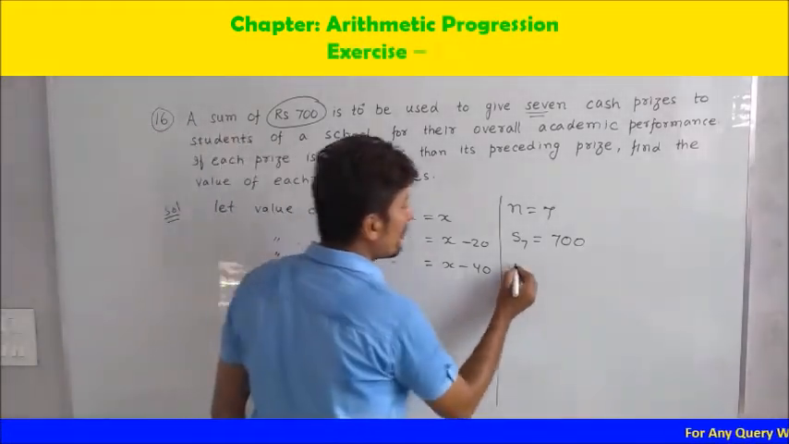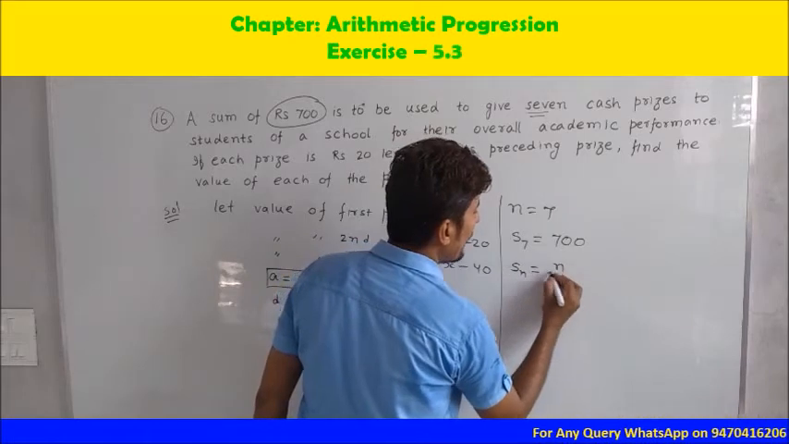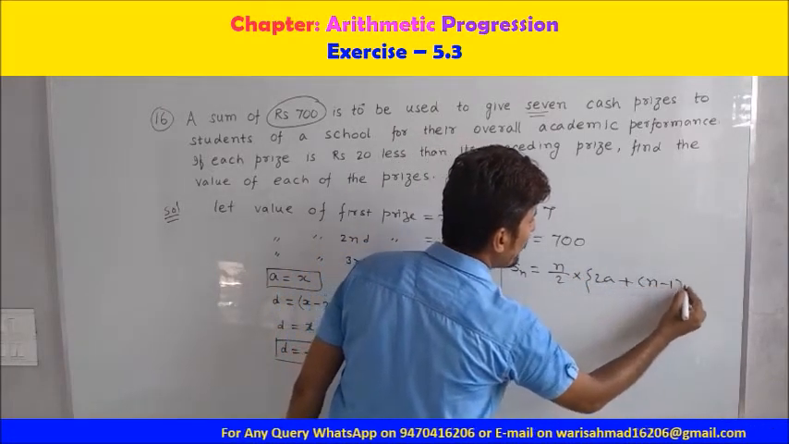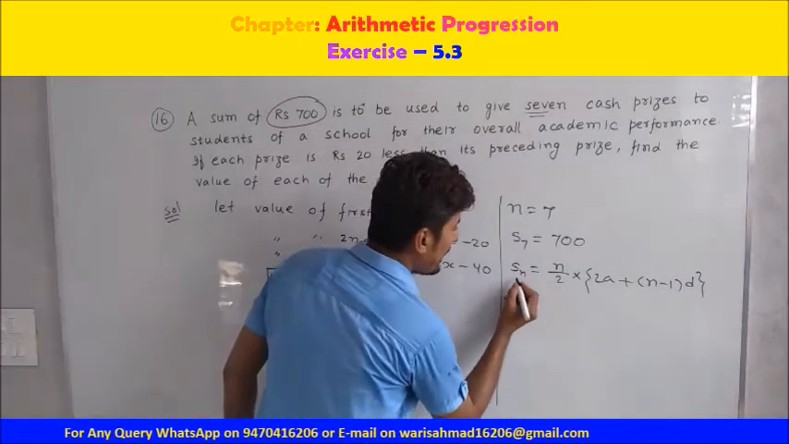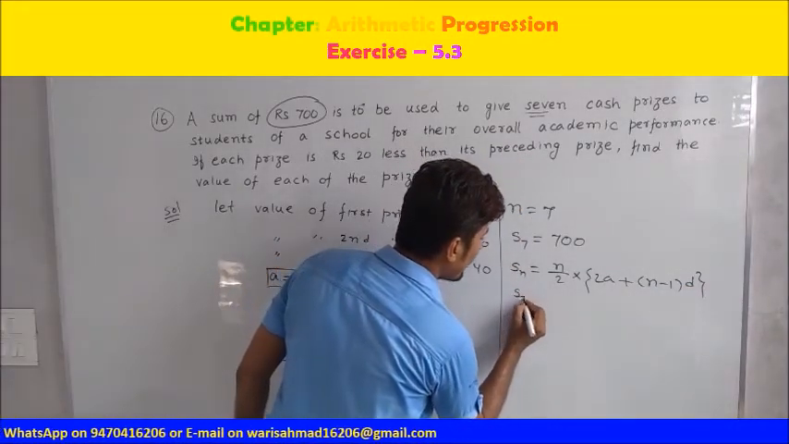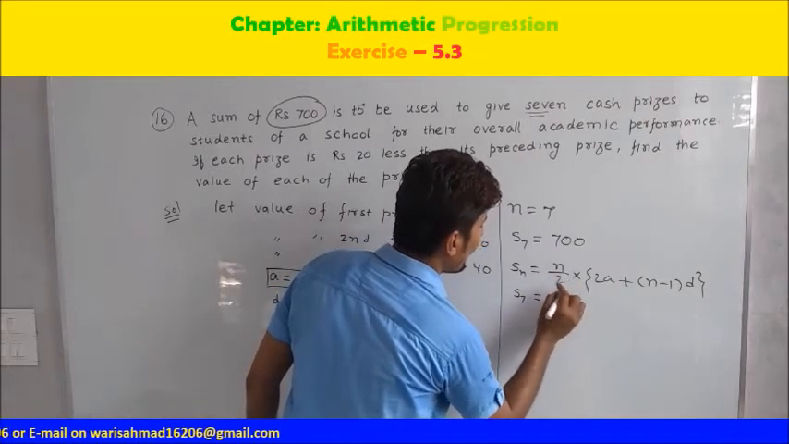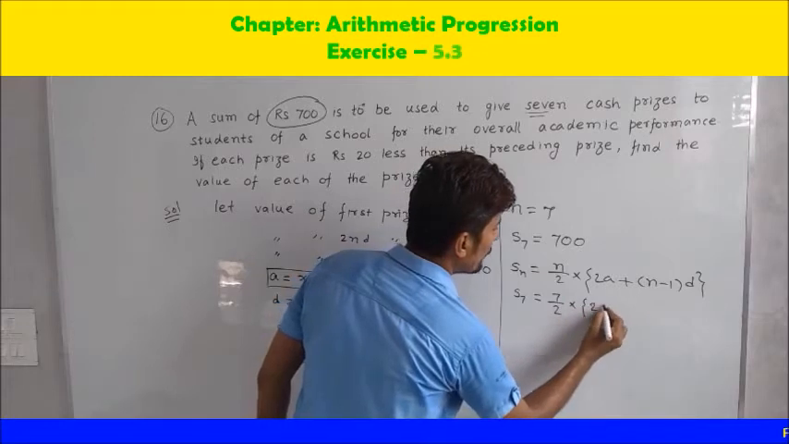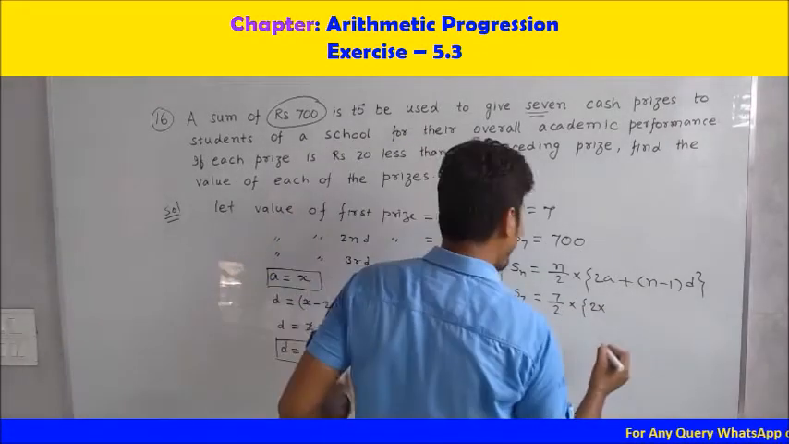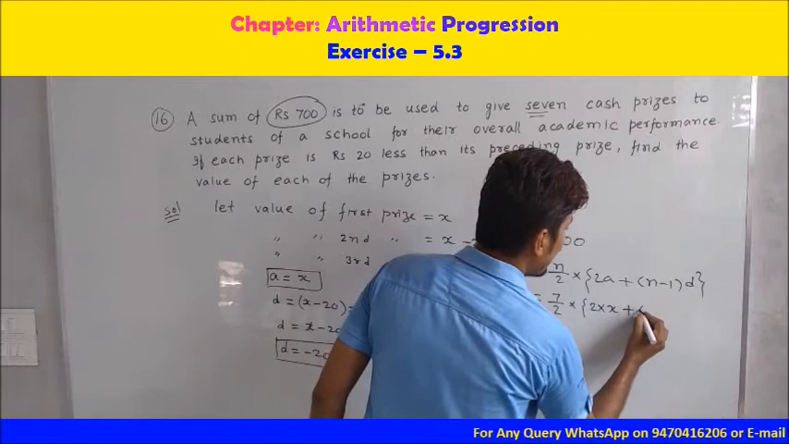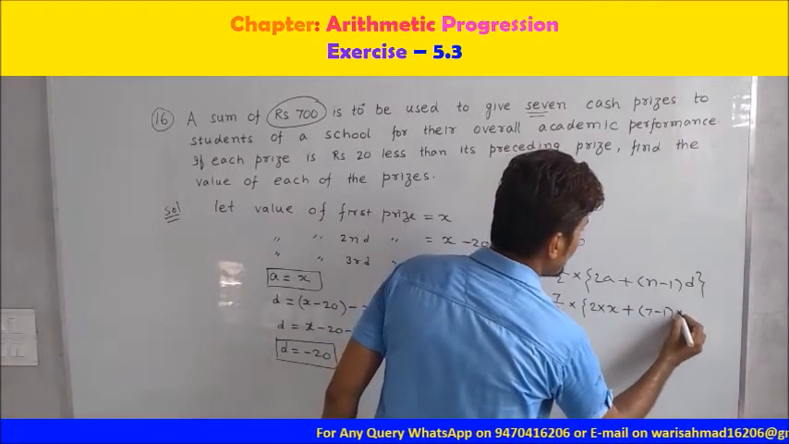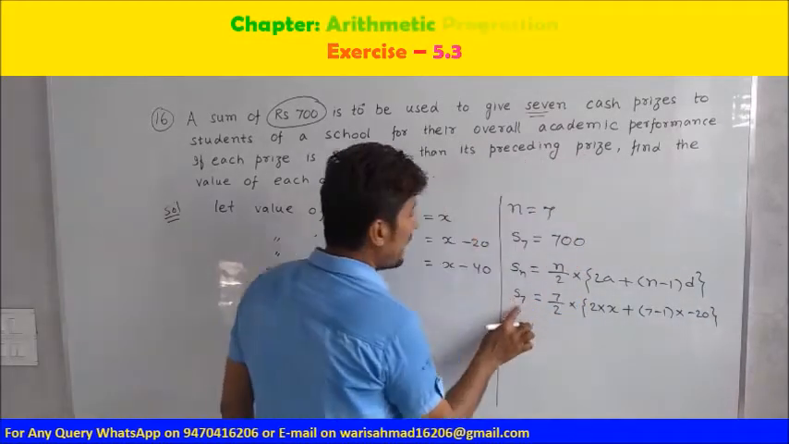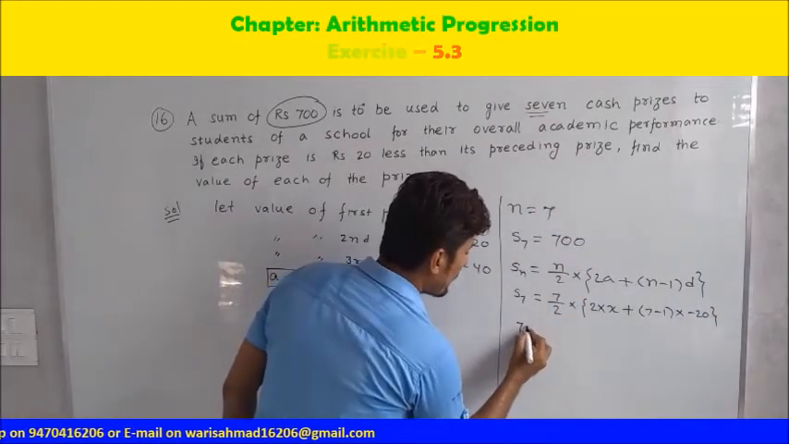Now we can use the formula Sn equals n upon 2 multiplied by 2a plus n minus 1 multiplied by d. So we can write here S7 is equal to, value of n we are having 7 upon 2 multiplied by 2a, 2 into value of a, I have taken x, so we can write here x plus n minus 1, 7 minus 1 into d. Value of d we are having minus 20, so we can write here minus 20. S7 we are having 700, so we can write here 700.